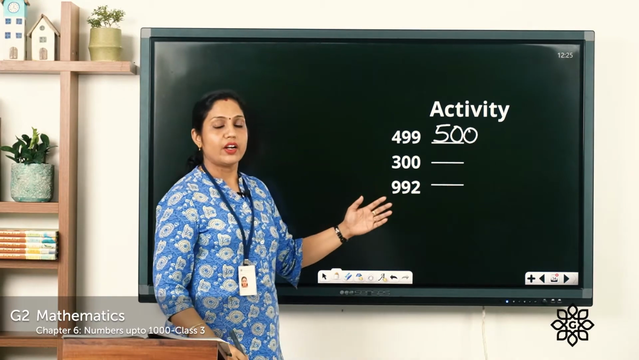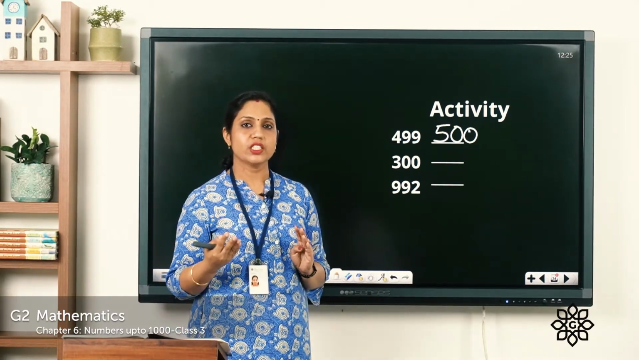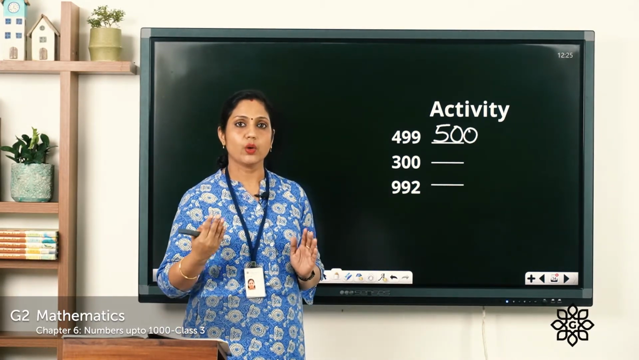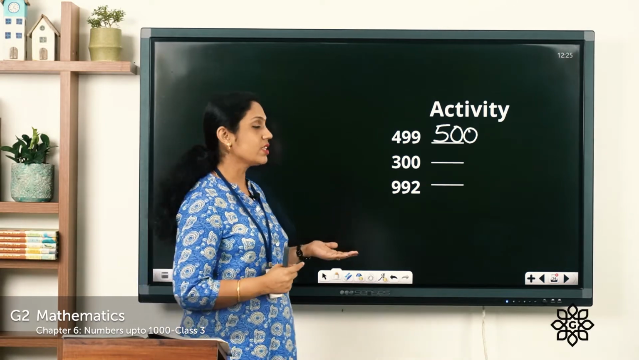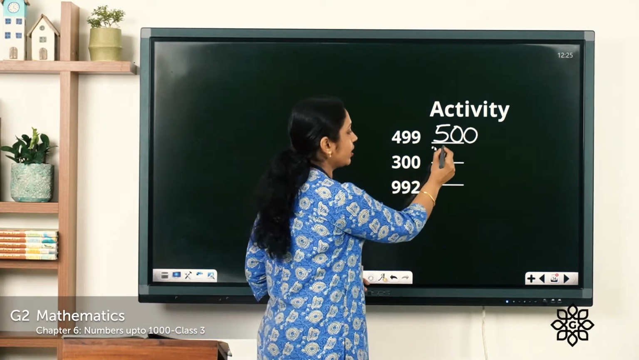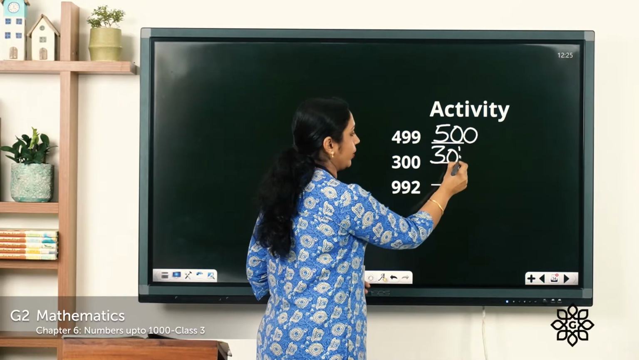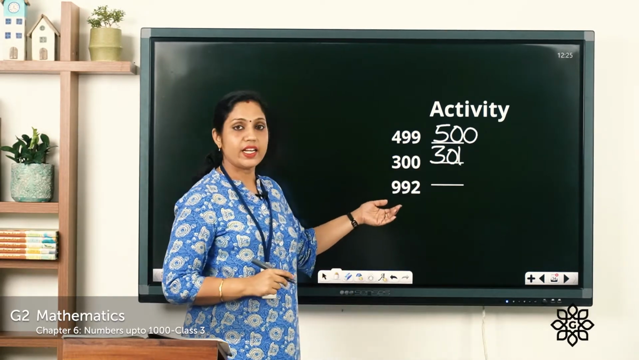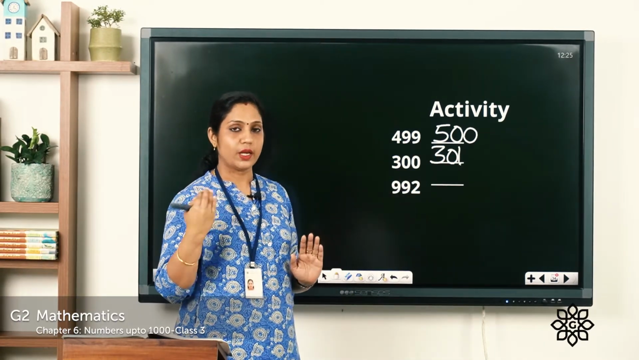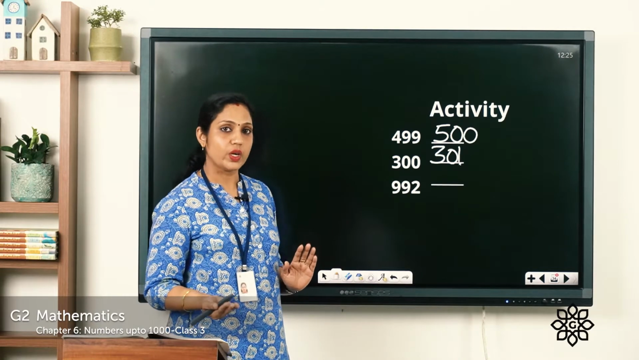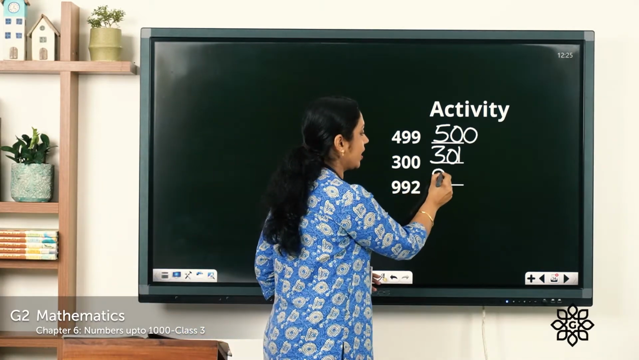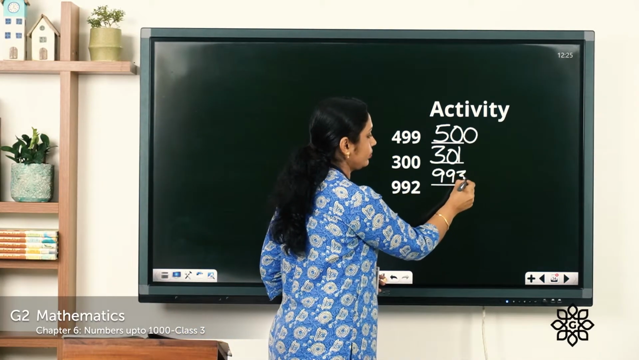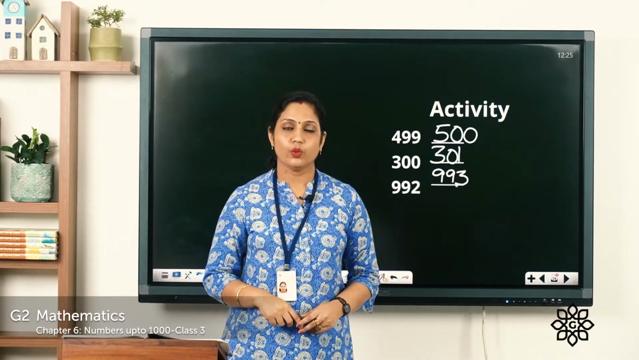The number 300. So after 300, you can just count it 300, 301. So which number comes? It is 301. So we have to write here 301. The next is 992. The number next to 992 is 993. So hope you all are clear with this concept.